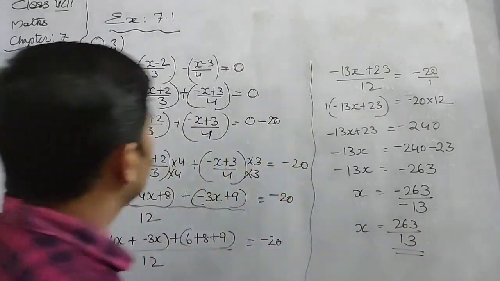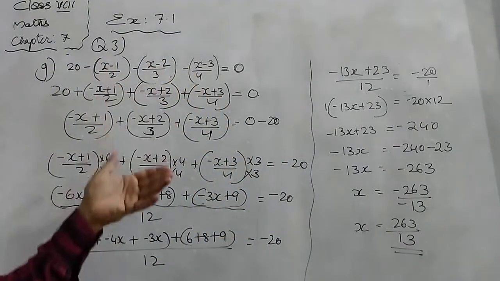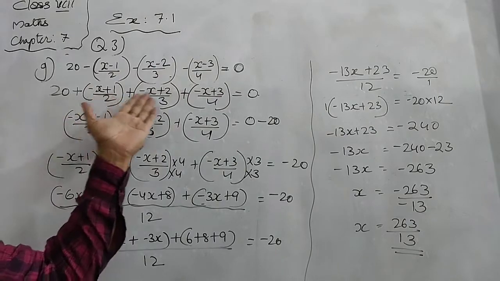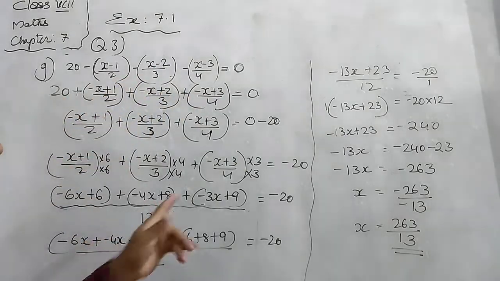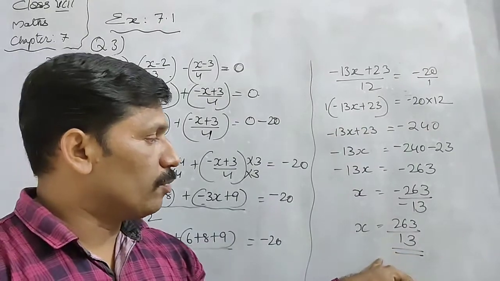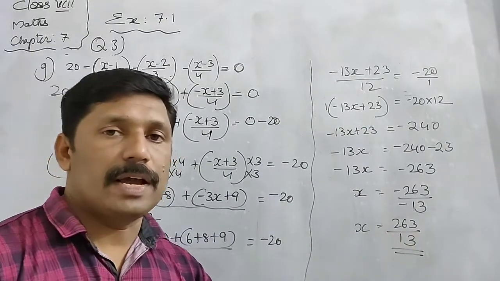So students, here you know that there are various steps involved. First of all, we subtracted this. For subtracting, we found out the LCM and then we subtracted. Then after here we cross multiplied the numbers. Then finally we got the value of x. X value is 263 upon 13.